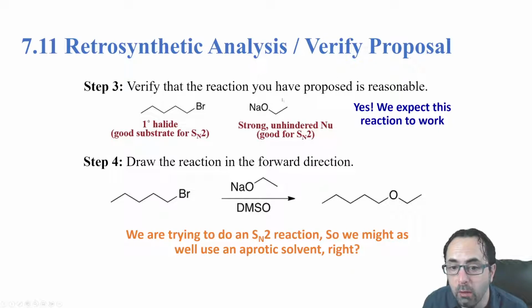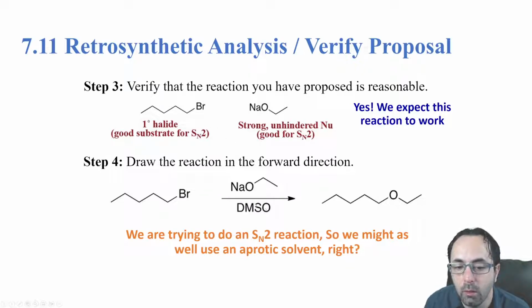Finally, you think about it, you verify that what you've proposed is reasonable. So I was doing that along the way. I said, yeah, the ethoxide ion here is going to be a strong base, strong nucleophile. We have a primary alkyl halide, so SN2 reaction will be favored.